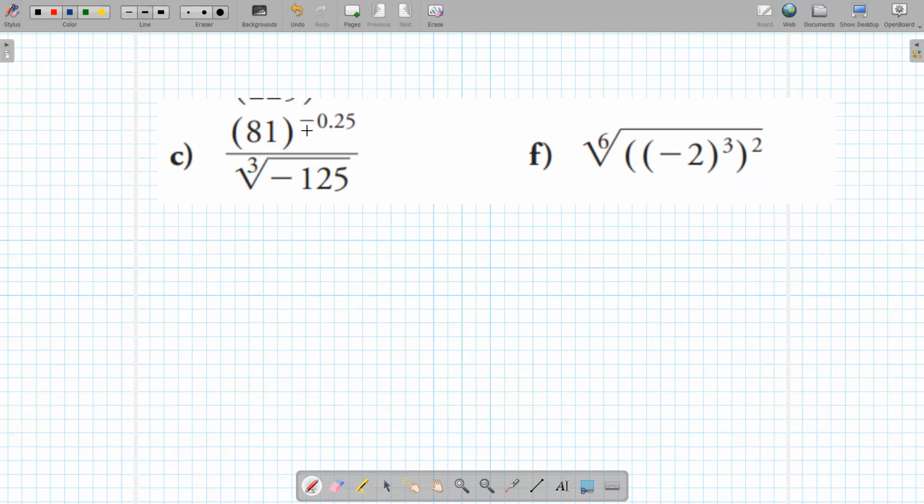So here we have a negative exponent. Always toss the negative exponent downstairs. It's gonna become positive. What's 0.25 as a fraction? 1 over 4. Right, so we're looking for the fourth root of 81. And the third root of negative 125, what is that?